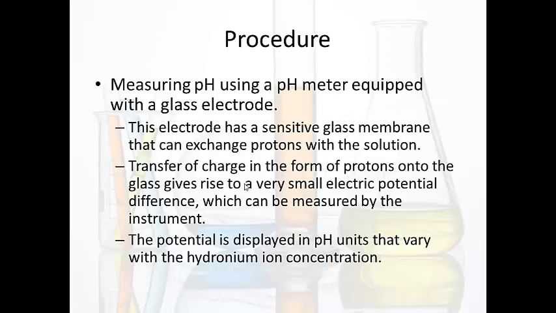Throughout this lab, you will be measuring pH using a pH meter, and it is equipped with a glass electrode. This electrode has a very sensitive glass membrane that can exchange protons with the solution. This transfer of charge gives rise to a very small electric potential difference, and that's what's being measured by the instrument. The potential difference is then displayed in pH units that will change depending on the hydronium ion concentration in solution.